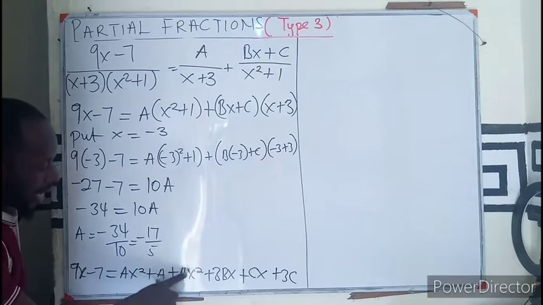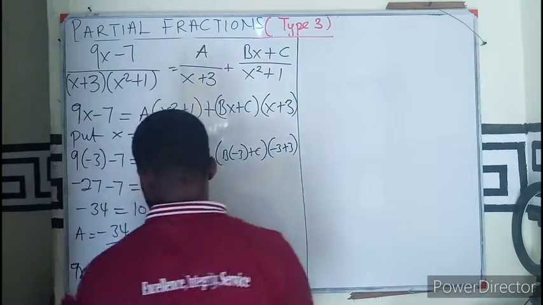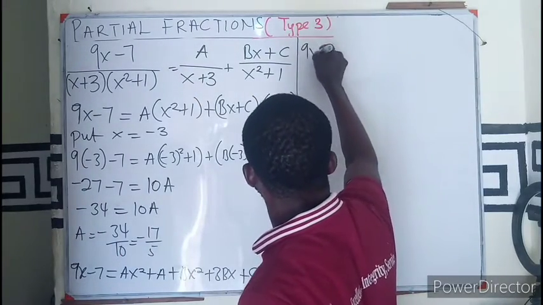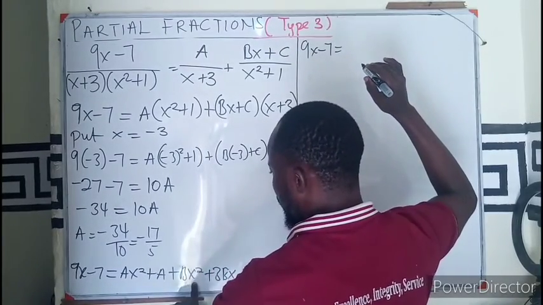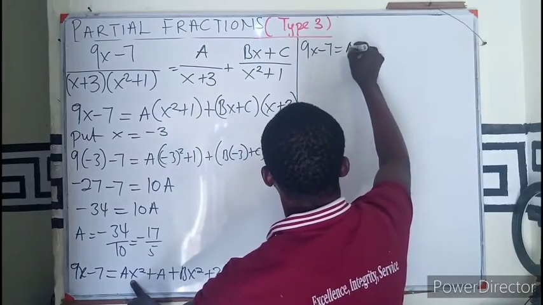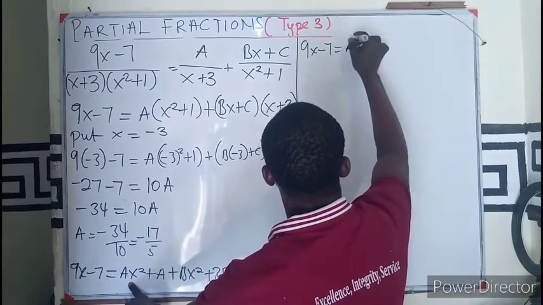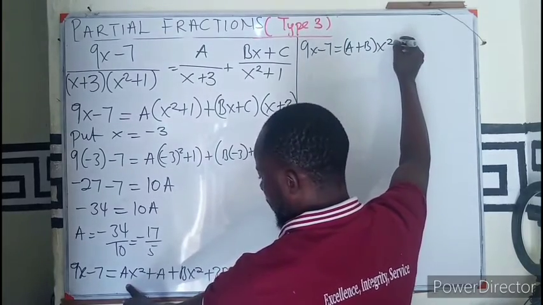I see x squared, so I can group like terms. My 9x minus 7 equals, if I put these two together with a common factor of x squared, it becomes A plus B times x squared.